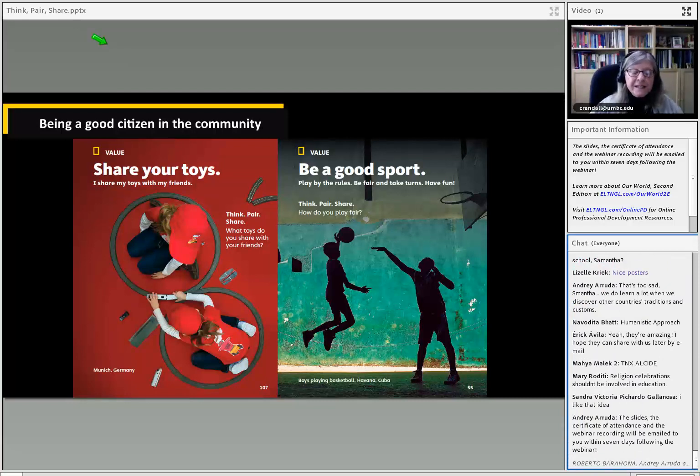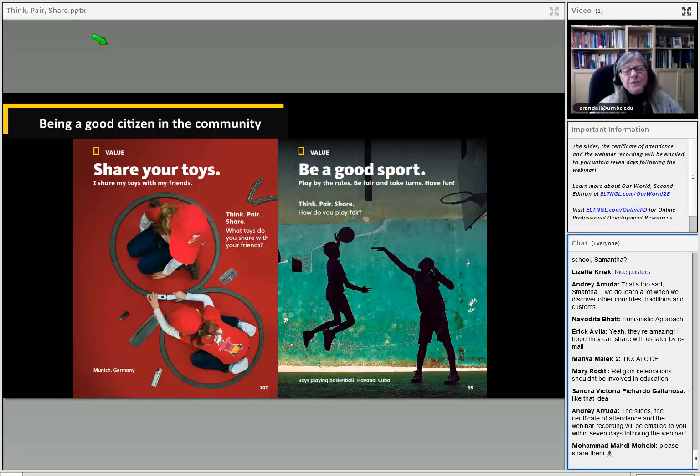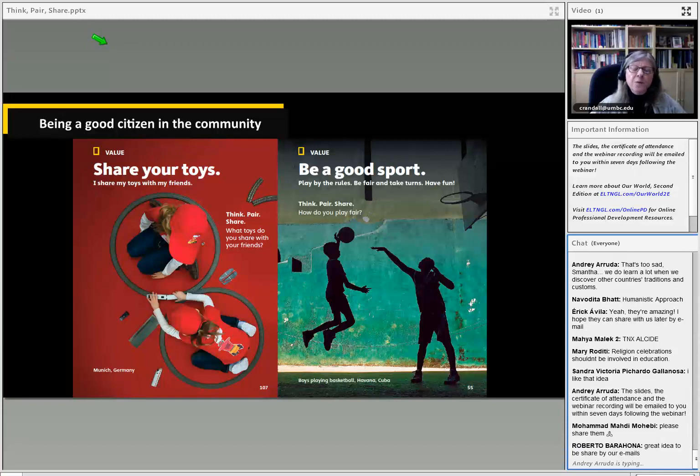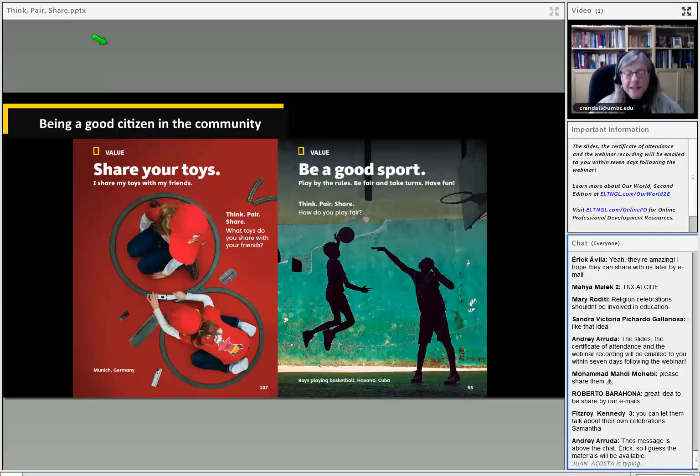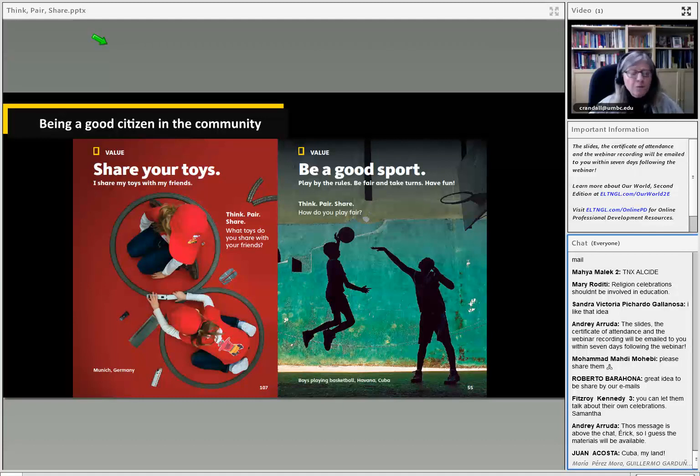The one on the right, being a good sport, play by the rules. If we can see that they're playing basketball, and this is in Cuba, I think I would ask the learners, if I was doing it online, to talk about their favorite sports. Ask them what's their favorite sport, and can they tell you one rule that's important? Be fair and take turns is one of the major rules in a lot of sports. But are there some other rules, something that you can or can't do? And then you might talk a little bit about what it means to play by the rules, and what it means to be fair. So while both of these are intended to be used in class at one point, they're very easy to use online as well.